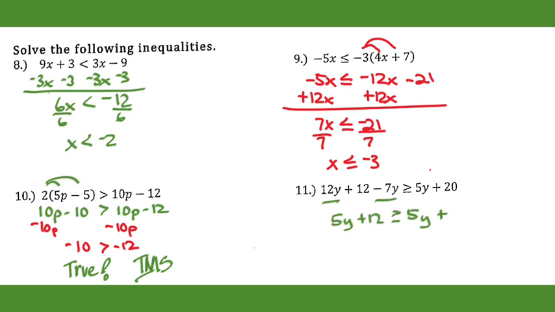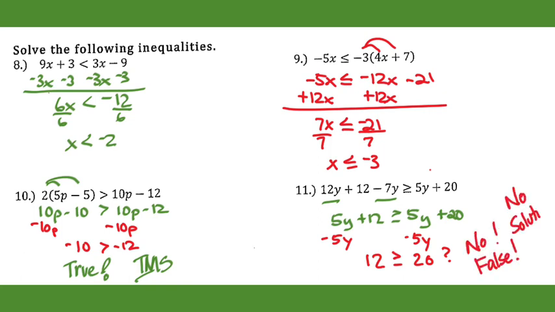On number 11, we also see that it has the same value of the variable. And when we eliminate this, we see that 12 is greater than or equal to 20. Well, that is not true. So we know that this is not a solution. There is nothing I can put in for y that will work.